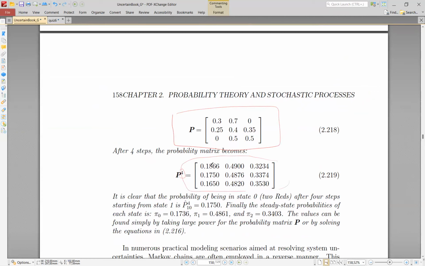What does that mean? It means that if you start with no red ball in the urn, the probability that you will again be at no red ball in the urn is 0.18. This is the probability. Okay. If you start with both white, what is the probability after 4 times of getting one of them red? It will be 0.49, as you can see here. So this information is given by taking the power of this transition matrix. Actually, this makes the analysis very easy.